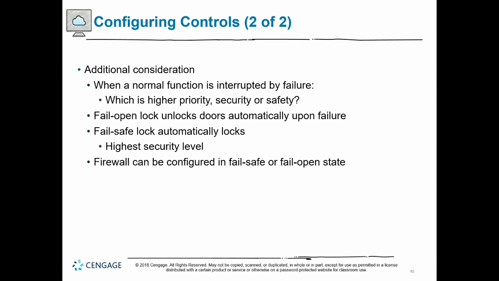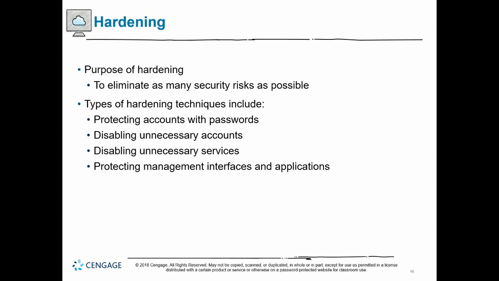However, if you're talking about a public building that catches on fire, would you rather have a fail open or fail safe? Would you lock all your unlocked doors, or would you open all your locked doors automatically, right? In a public building, you probably want to open all your doors so people can escape and run out of the fire. A firewall can be configured in fail safe or fail open state, just like regular doors.